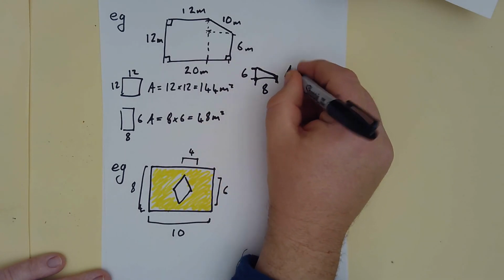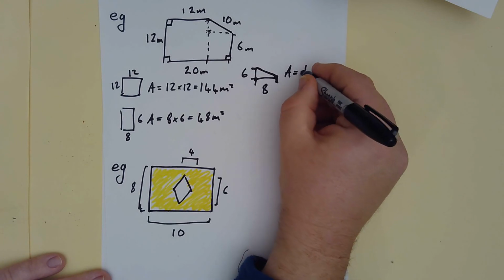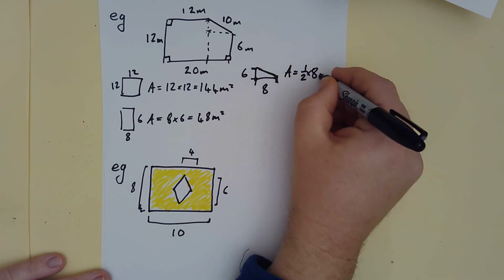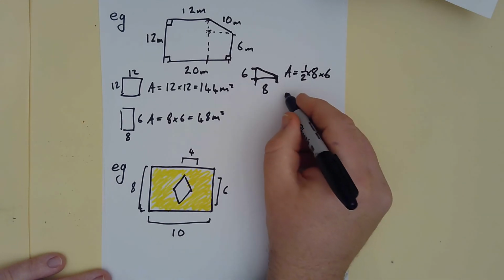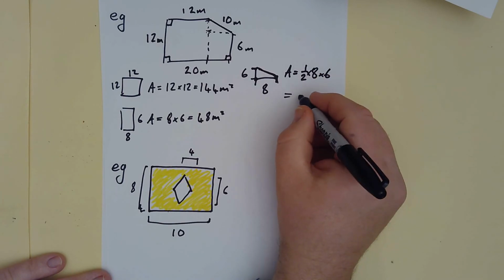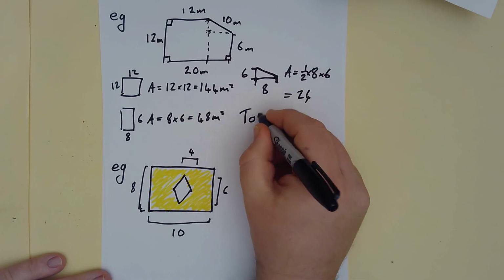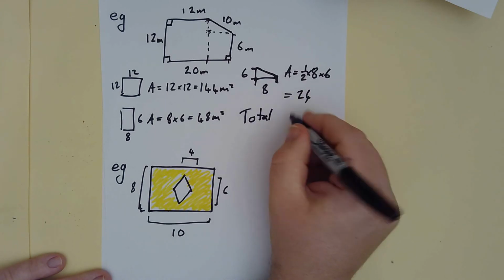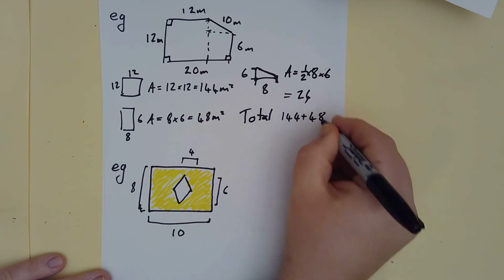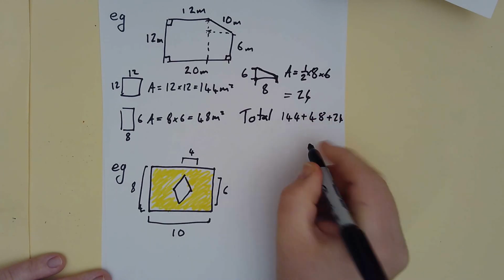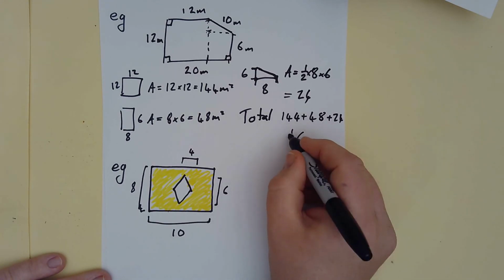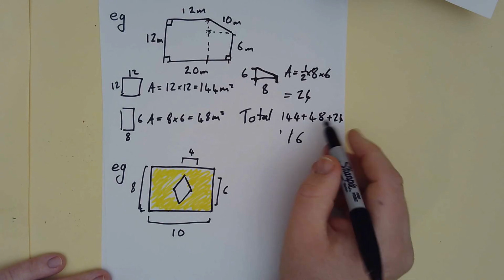So area of a triangle was a half breadth times height, and we calculate that'd be another 48, but half of that would be 24, and then I get my total, and I just add all these together. So 144 plus 48 plus 24, 6 carry the 1, 111, 200.